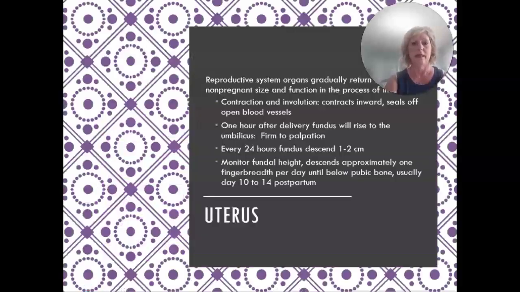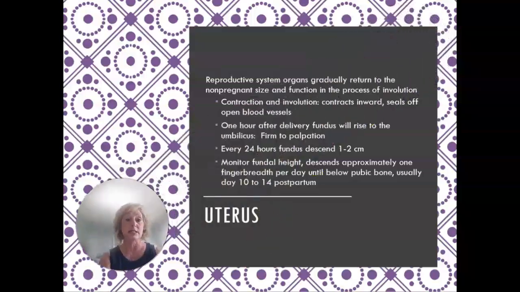Okay, so one of the big things we're going to look at is the uterus. That's where the baby was. So it's part of that reproductive system. It's an organ. It's going to return to its non-pregnant state, and we call that process involution. So it involutes back down. So the uterus contracts and it involutes back down. And as it involutes back down, it seals off any blood vessels, which helps clamp down that uterus and decreases the lochia.